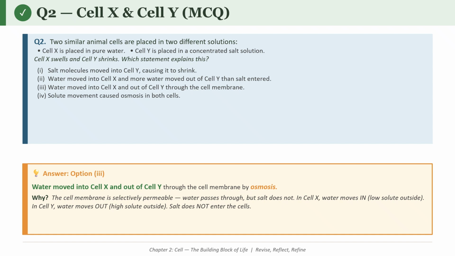So water moved into cell X and water moved out of cell Y through the cell membrane by a process called osmosis. The cell membrane is selectively permeable. So only water passes, but it won't allow the salt to pass through. That is why in cell X, water moves in, and in cell Y, water moves out because it is placed in a concentrated solution.